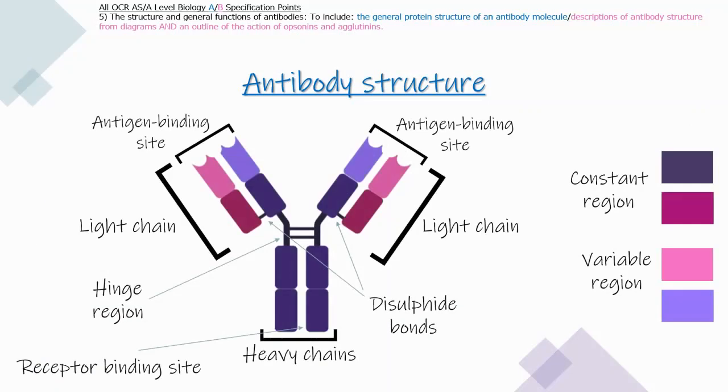So you can see the antibody structure more clearly here. So you can see our antigen binding sites, you can see our light chains, our heavy chains, and also our disulfide bonds or our disulfide bridges, as well as our hinge region and our receptor binding site. Now, OCR love to give questions about antibody structure. They usually include perhaps a half-completed antibody diagram, or ask you to make sure you know what the labels are on them. So make sure you are familiar with this structure.